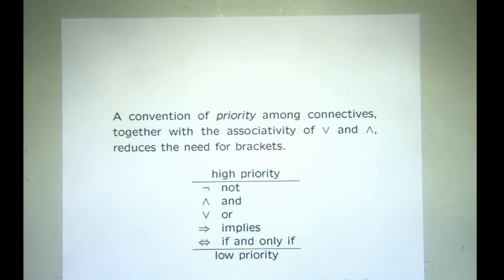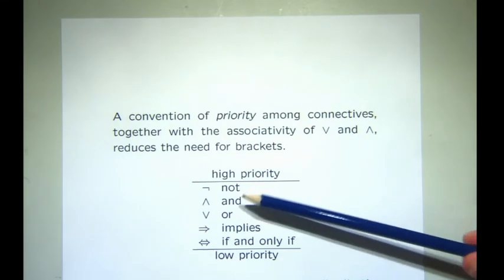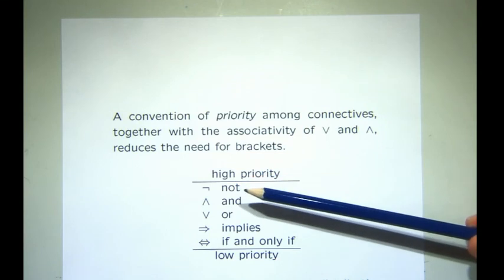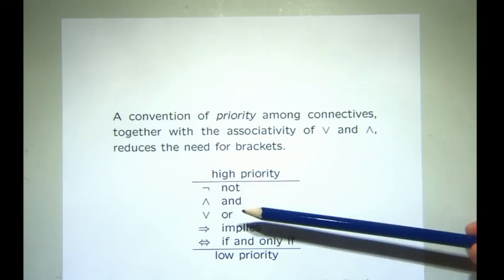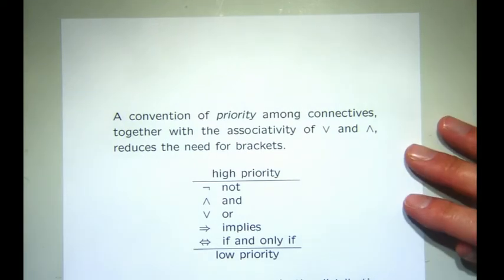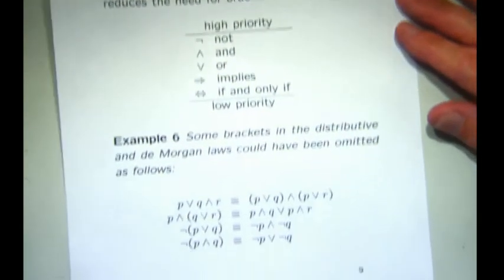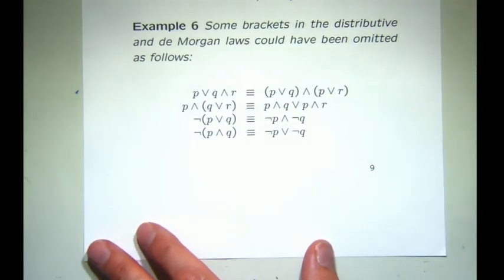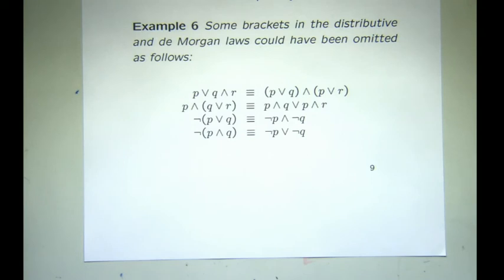So if there aren't any brackets, how do you know in what order to do a combination of divisions, multiplications, additions, and so on? In the logical world, high priority, the things we attend to first, right at the top, is not, then and, or, implies, if and only if. So you can use that fact if you like, but it is never wrong to put the brackets in. If in doubt, be safe, put the brackets in.